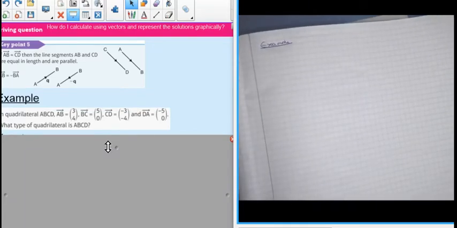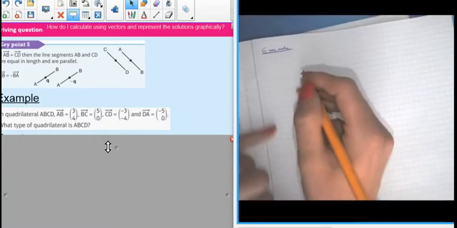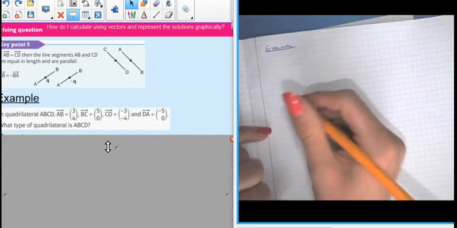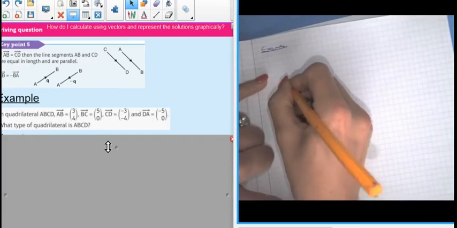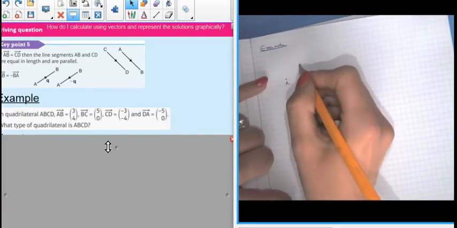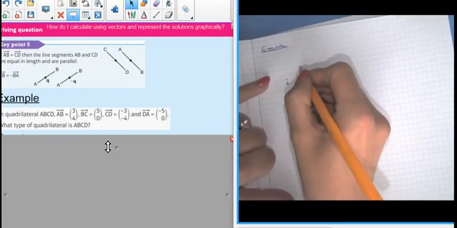In quadrilateral ABCD, AB is (3, 4), BC is (5, 0), CD is (-3, -4), and DA is (-5, 0). What type of quadrilateral is this? Right, so we don't need a coordinate grid this time because we don't know the coordinates of any of the points, but we can start with A here. And we know that A to B is (3, 4). So 1, 2, 3, 1, 2, 3, 4.